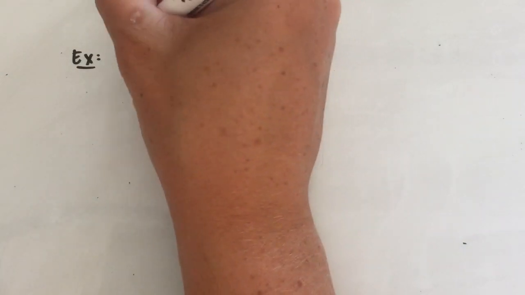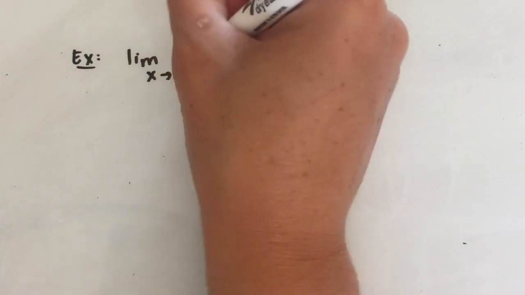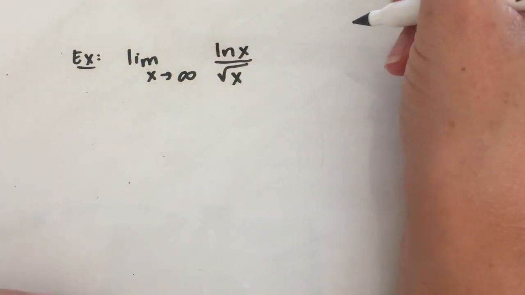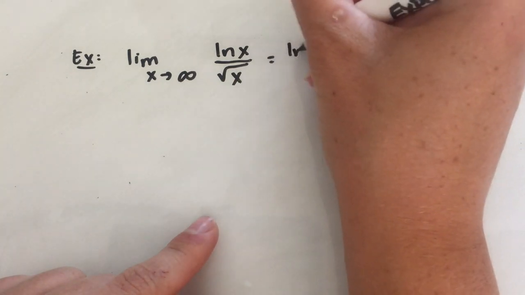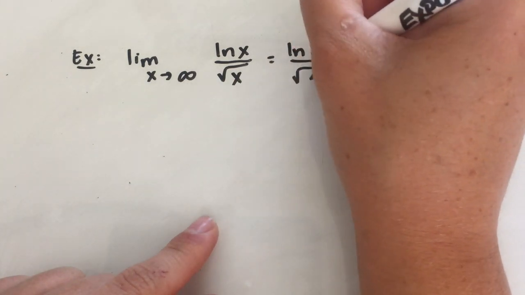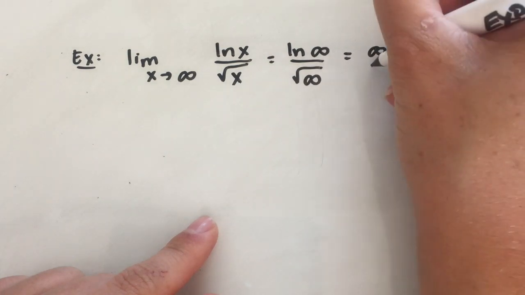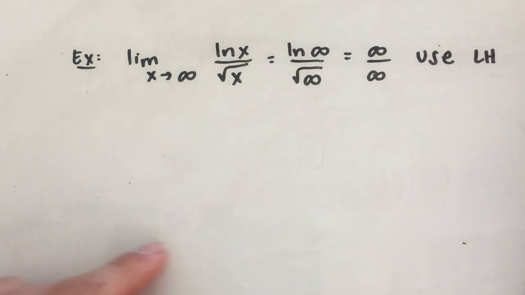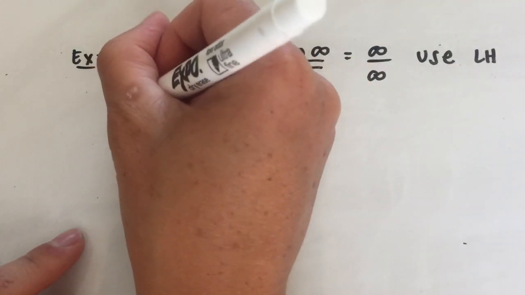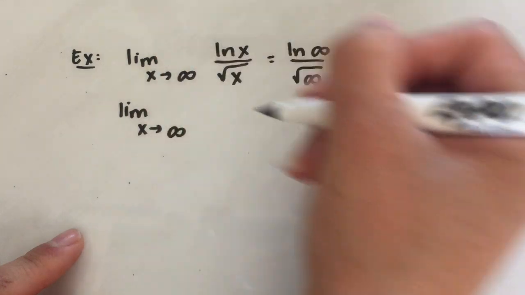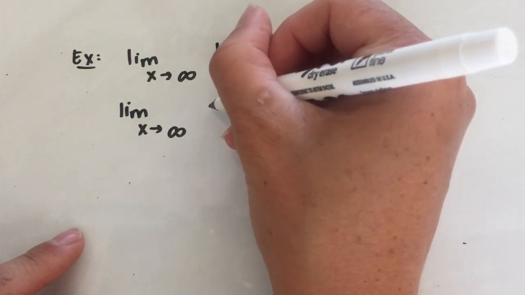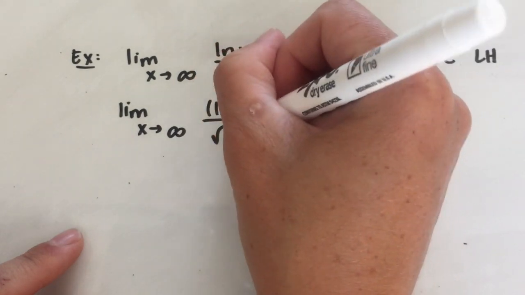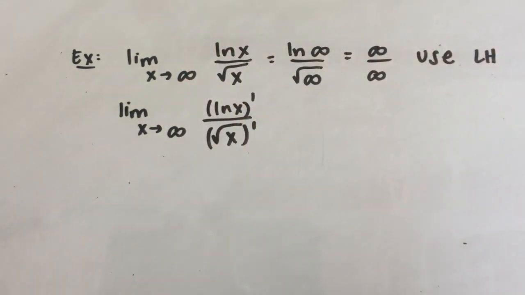For the next example, I have the limit as x goes to infinity of ln x divided by the square root of x. So as we can see, we'll get ln infinity divided by the square root of infinity. That's just two large numbers being divided. So we're going to use L'Hopital. So I'll take the derivative of the top, so I want the derivative of ln x, and take the derivative of the bottom.